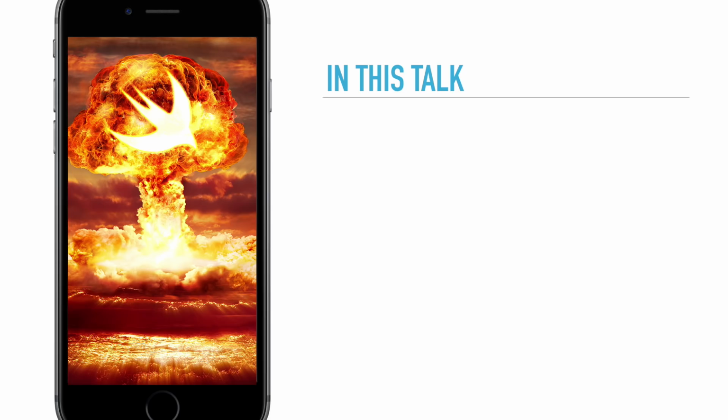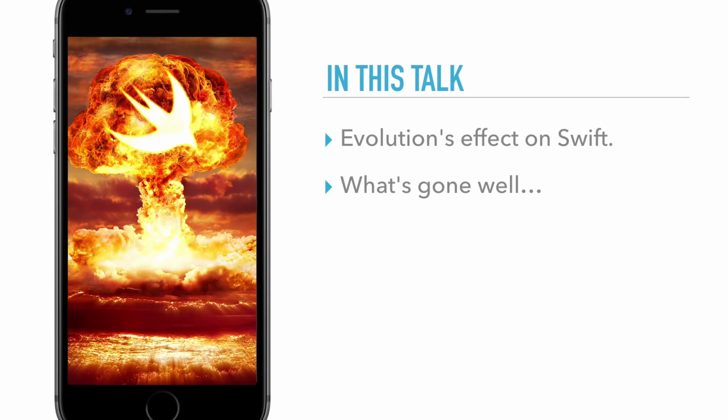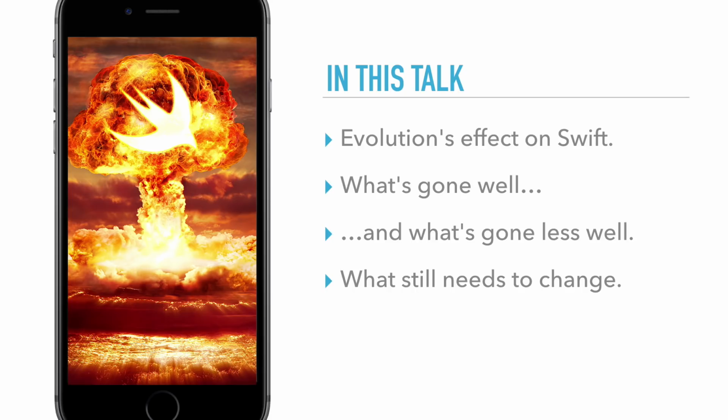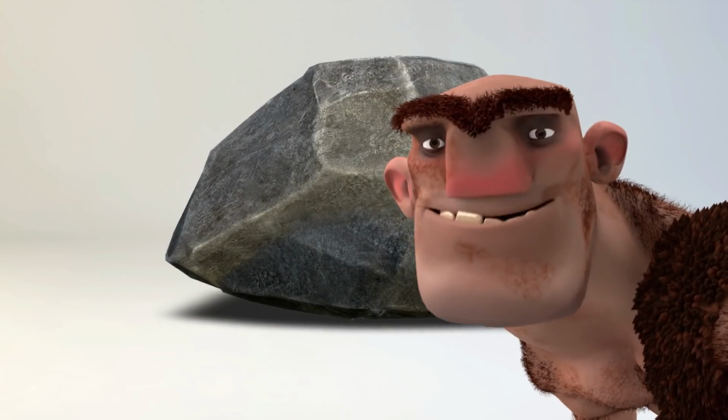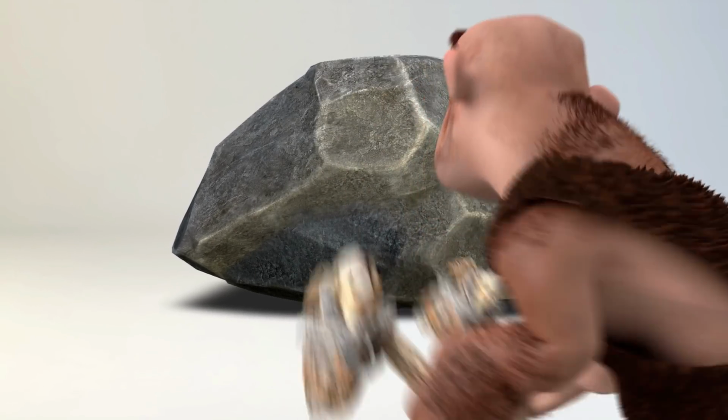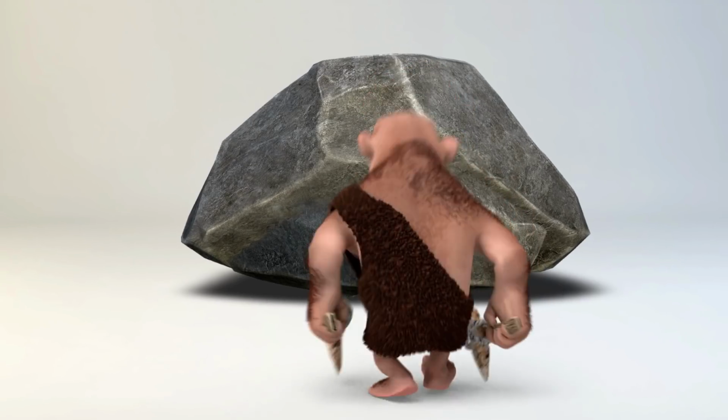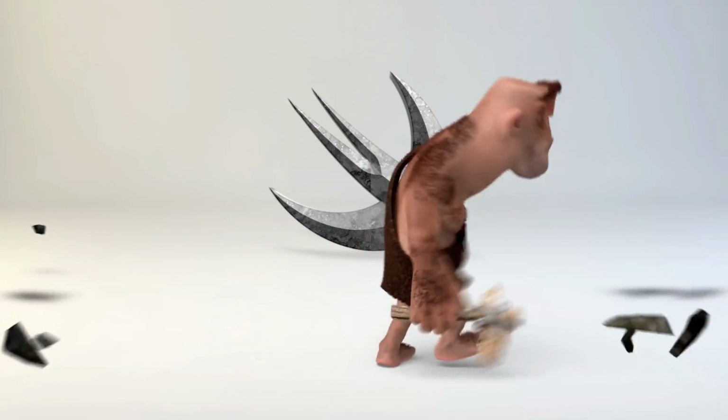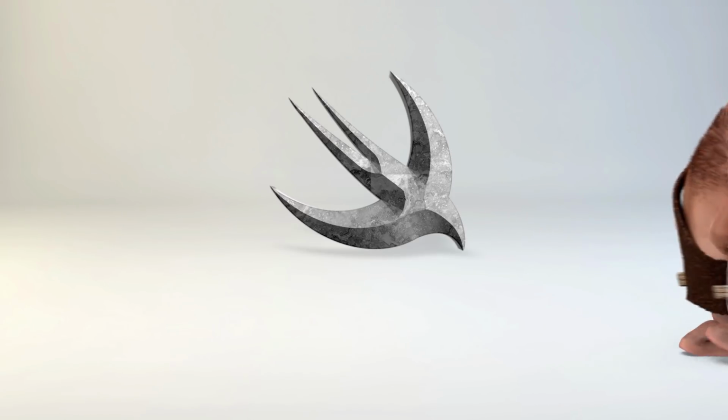So in this talk, I want to walk through the effect on Swift of Swift evolution, how it shaped our language through community input. We'll talk about what's gone well and what's gone less well, and what still needs to change if Swift's to remain a modern, dominant language. Okay, we're going to start off by looking at the ancient Swift epoch. If you've been using the language since day one, this might bring back some happy memories. If you haven't, this is probably more of a history lesson.